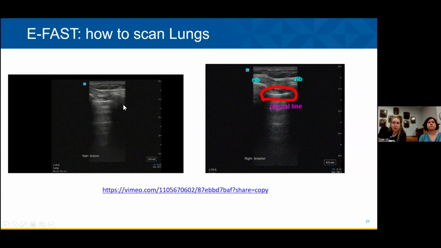And when you're scanning the lungs, that bright white line at the top is the visceral and the parietal pleura rubbing together. That should be moving. We say it looks like ants marching or stars twinkling, and it will be flanked on 2 sides by your ribs, and those shadows are because the ultrasound beam can't go through the bone, so you see that as a shadow.